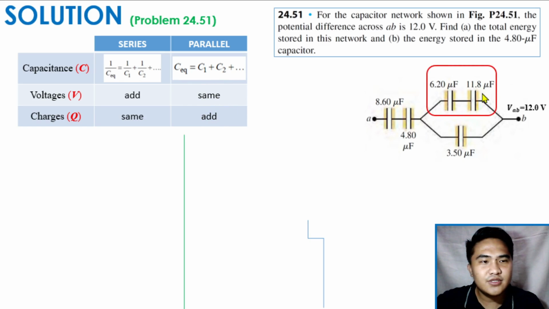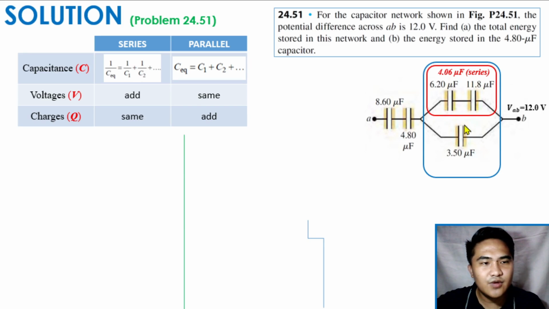So we will reduce this network. So we will have series parallel reduction. These two capacitors are in series. Therefore, we will use this formula. Applying this formula, we will get 4.06 microfarad. Next, this one and this one are in parallel. We will use this formula for capacitance, and we will get 7.56 microfarad.